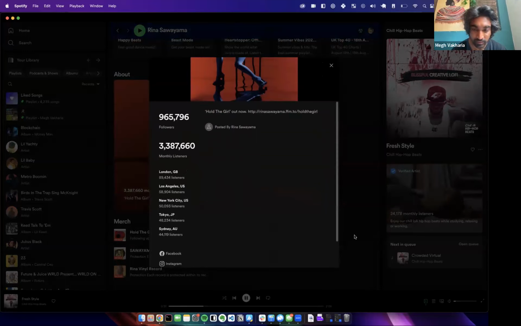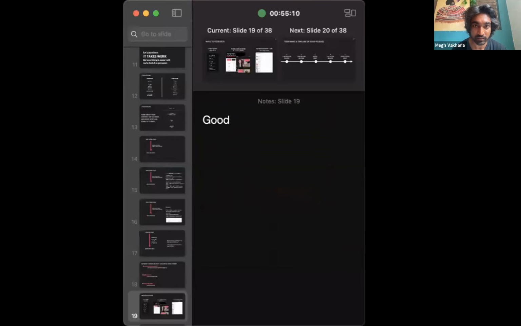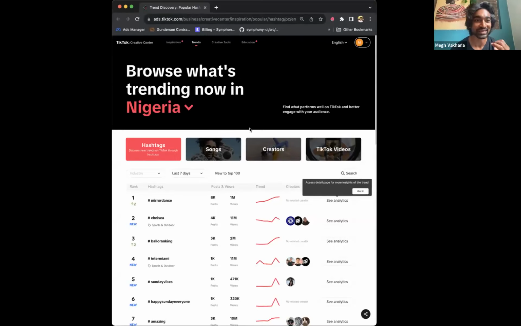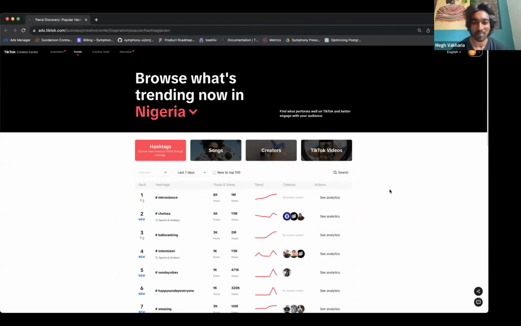Second piece, let me go here. Oops, wrong one. Second thing is something called the TikTok Creative Center. And so this is actually finesse. I don't know if a lot of people know about it. But what this does is if you log into TikTok and make ads and set up an ads account on TikTok, they have something called the Creative Center.